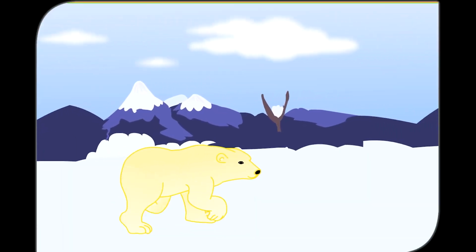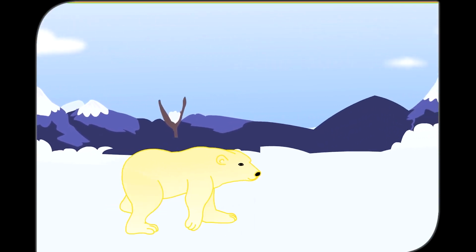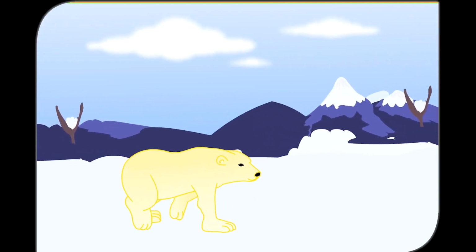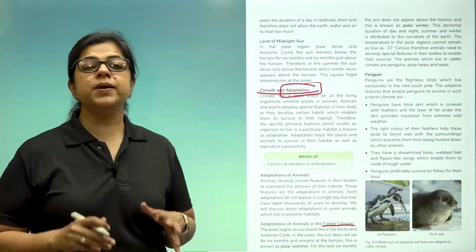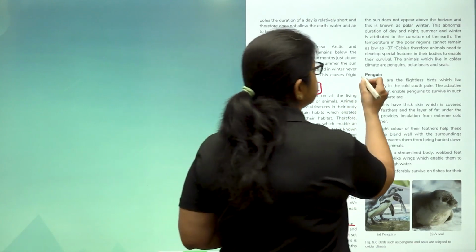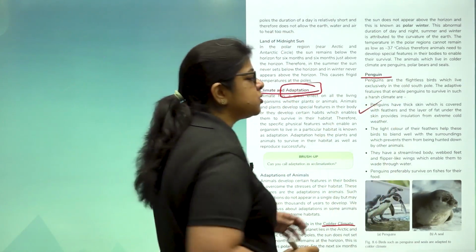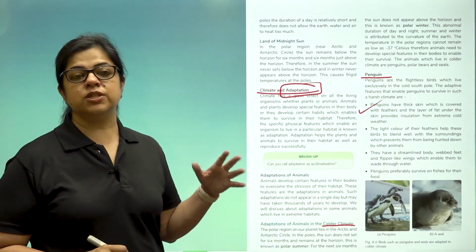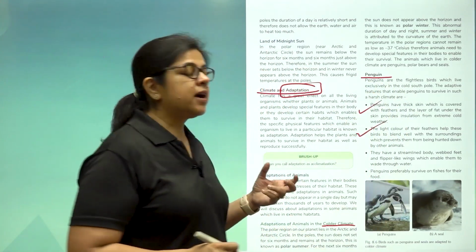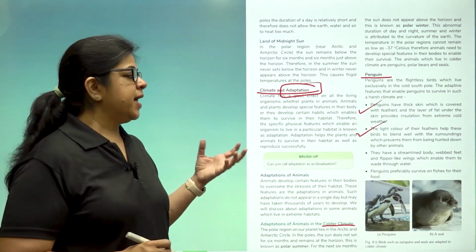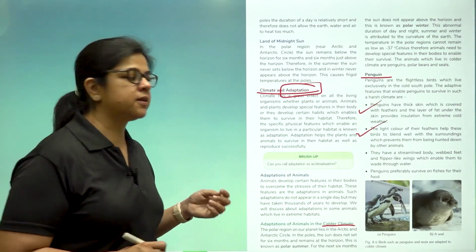They have white colored fur, and this helps them in not being visible in the snowy white background, thus protecting them from their predators. Penguins also live in cold climates. Now, penguins also have thick skin which is covered with feathers to keep them warm. The light color of their feathers helps them to blend with the surroundings.